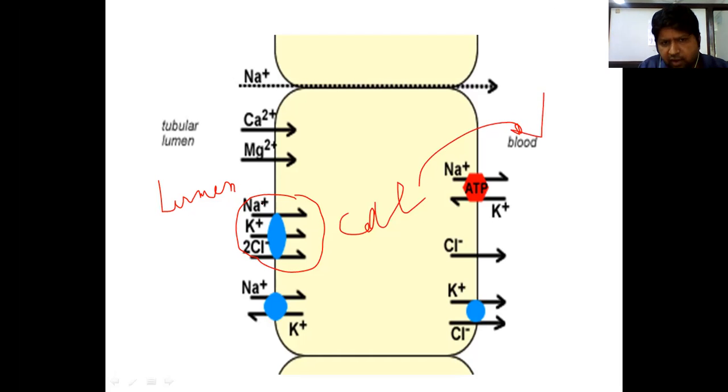But here, the absorption of sodium, potassium, and chloride acts as a primary transport system. Please try to understand, by utilizing the electrochemical gradient, by utilizing the energy generated by this transport system, two other ions will also enter into the cell. Two other ions will also be reabsorbed. And what are those ions? Here you can see calcium and magnesium.